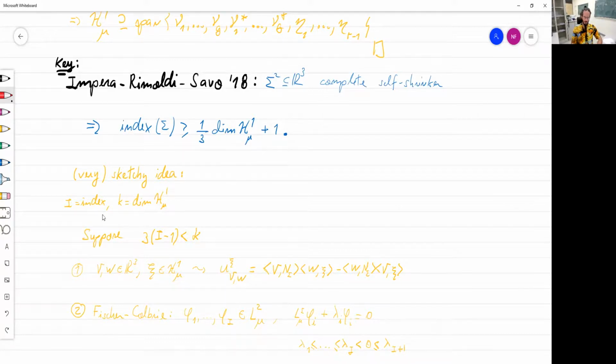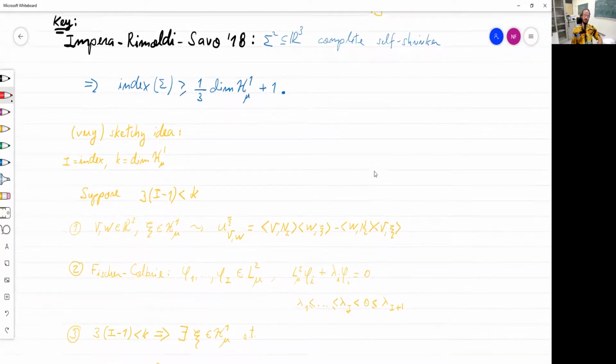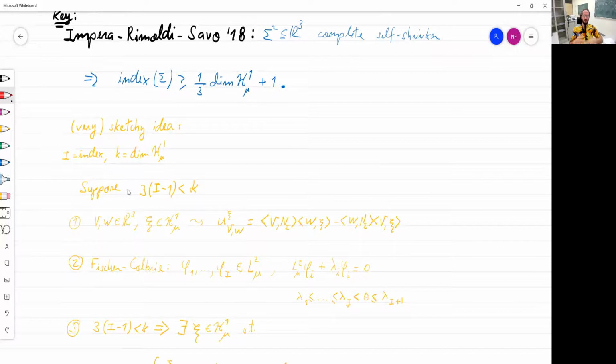Let me just give a very, very sketchy idea of how to prove this. This is roughly how you prove the minimal surface case as well. Suppose the index is I and k is the dimension. I'm assuming that the index is finite, because if the index is infinite, the inequality is trivial. Suppose the index is finite, and suppose the inequality is false. So this is by contradiction.